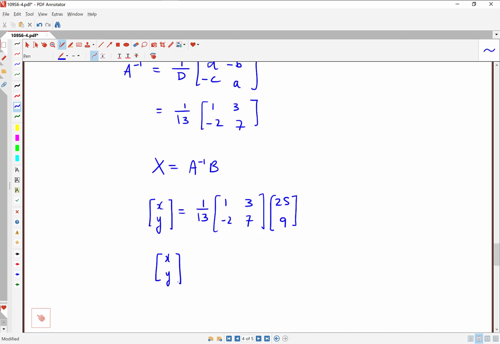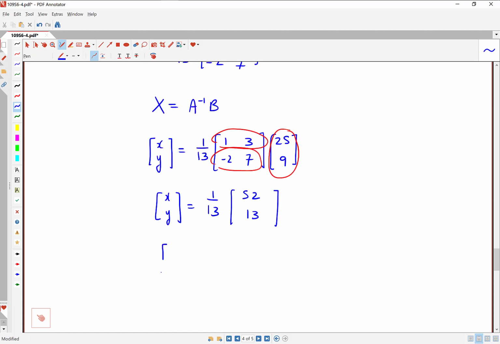So the matrix xy equals, we'll leave the 1 over 13 hanging out in front for now. We're going to circle any rows of our first matrix and any columns of our second matrix, and we're going to do our usual matrix multiplication now. So we've got 25 plus 27 is 52, and then we've got -50 plus 63 is 13.